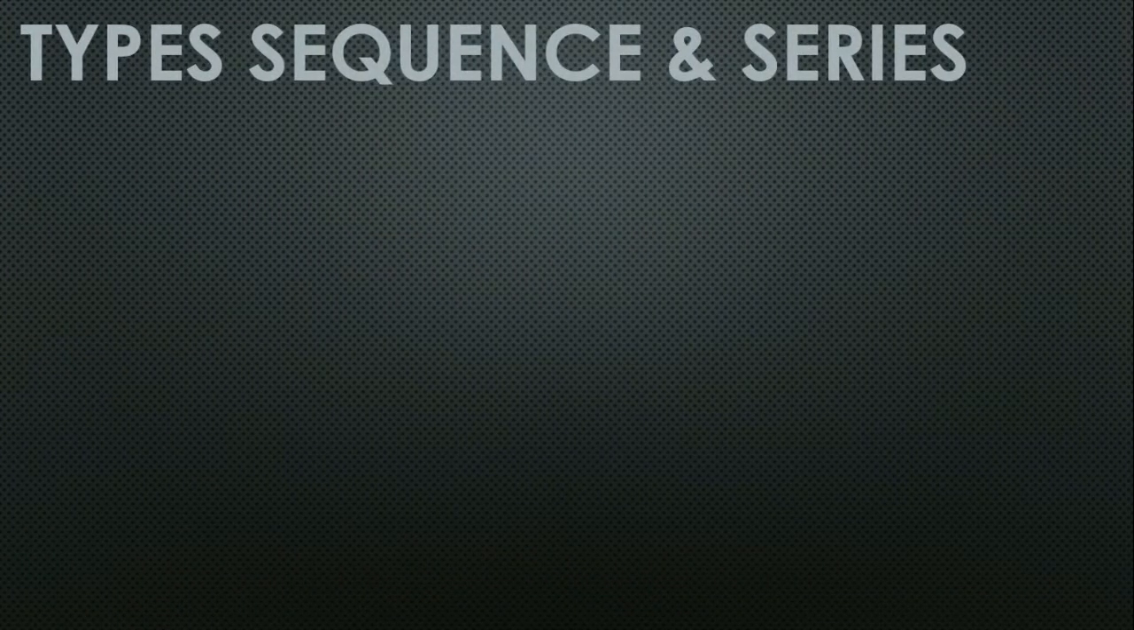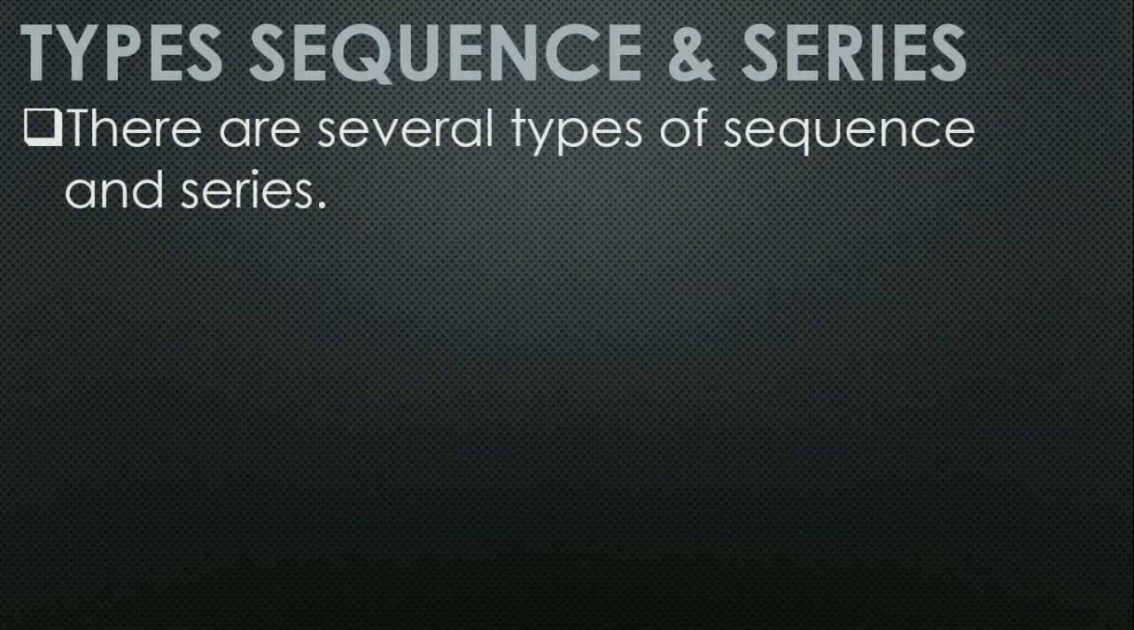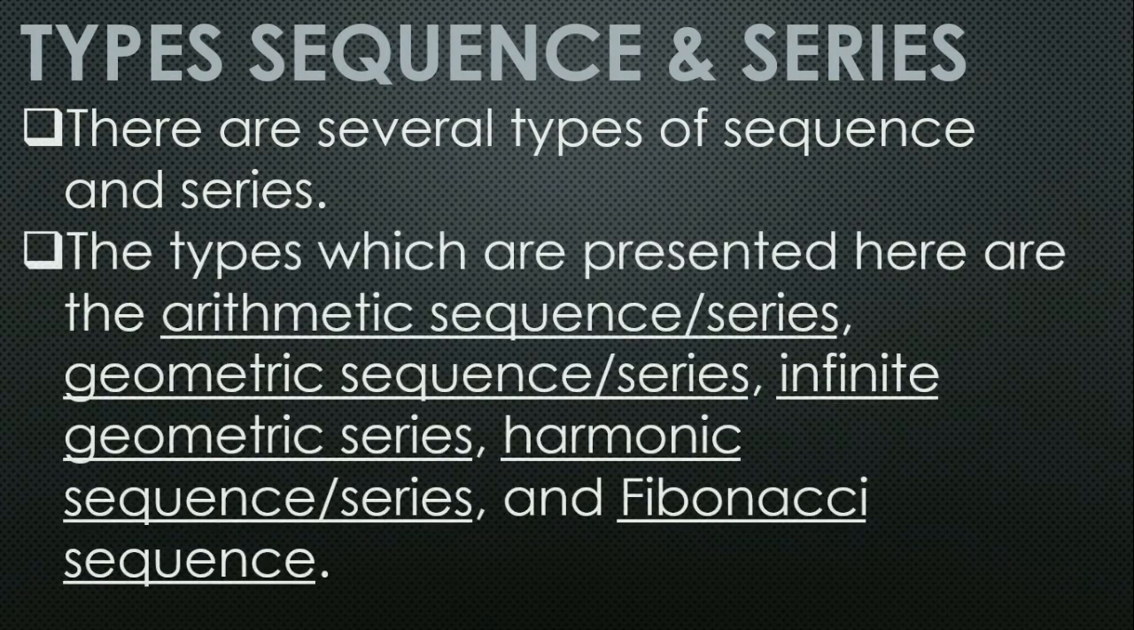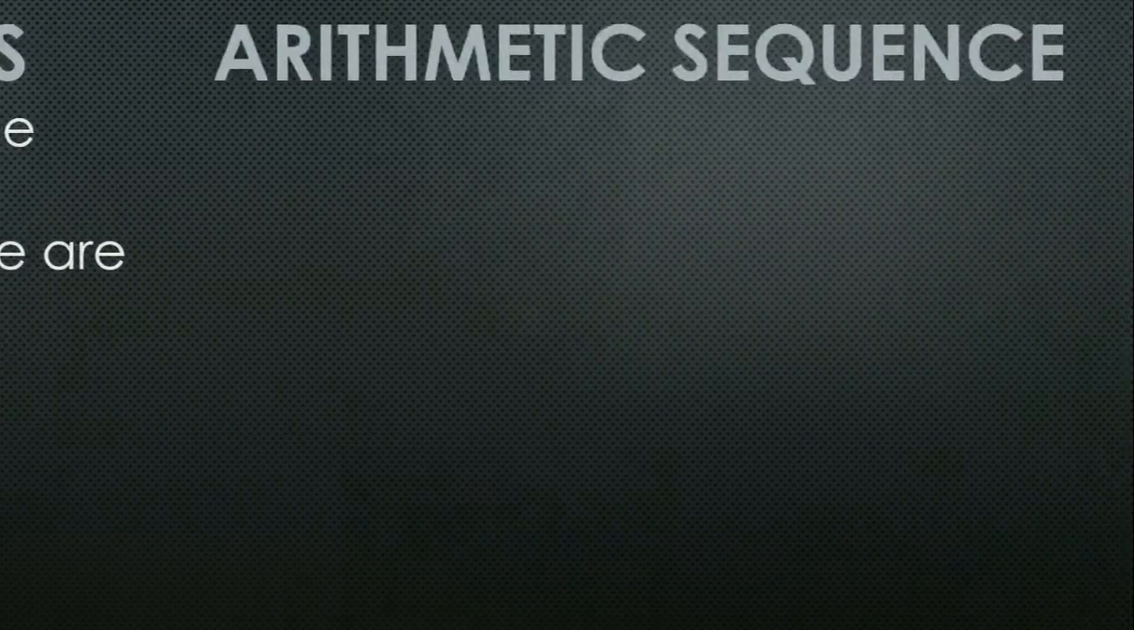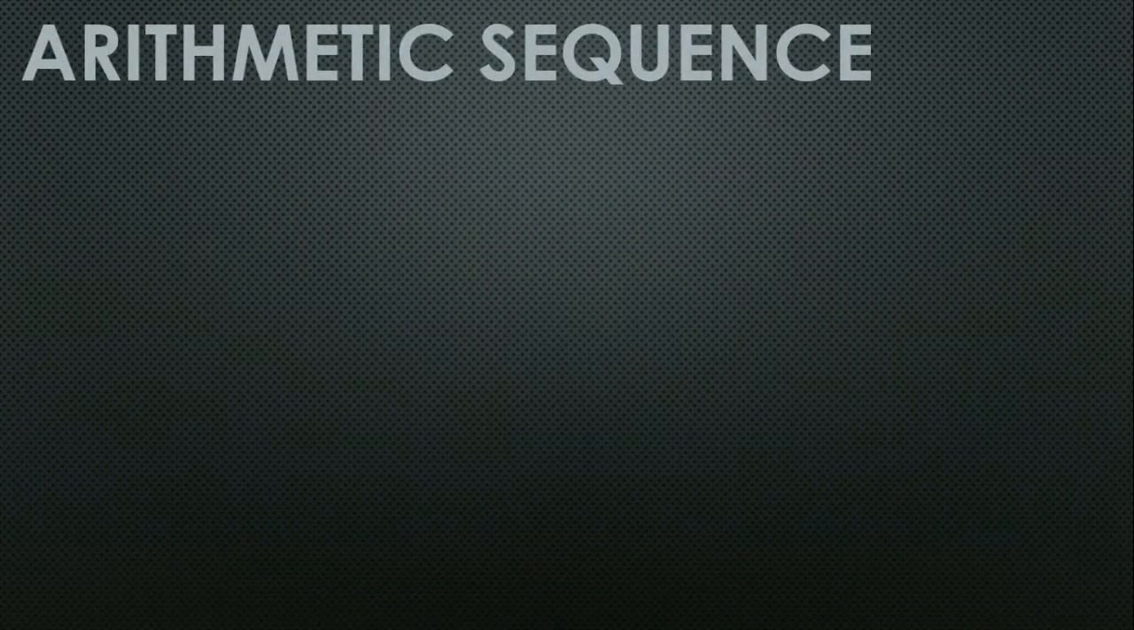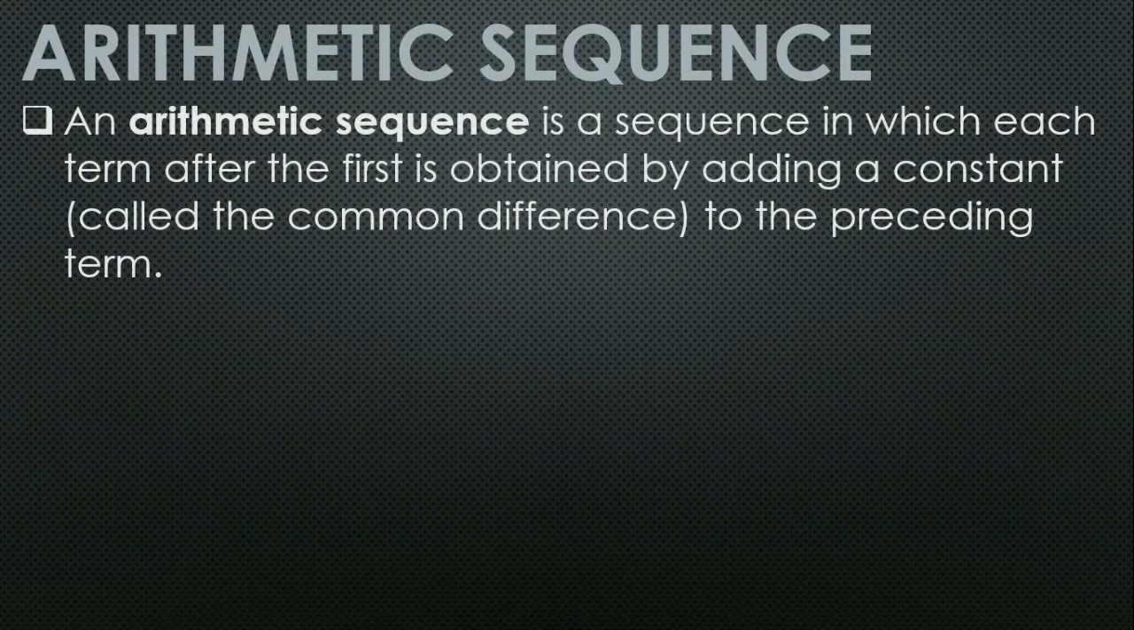So, there are several types of sequence and series. So the types which are presented here are the arithmetic sequence, geometric, infinite geometric, harmonic, and Fibonacci. Let's start with the arithmetic sequence. An arithmetic sequence is a sequence in which each term after the first is obtained by adding a constant called the common difference to the preceding term.